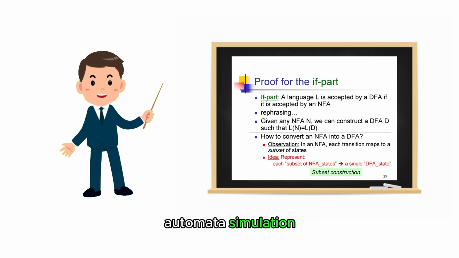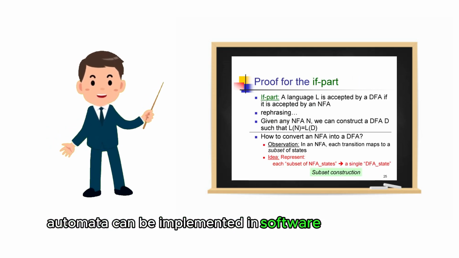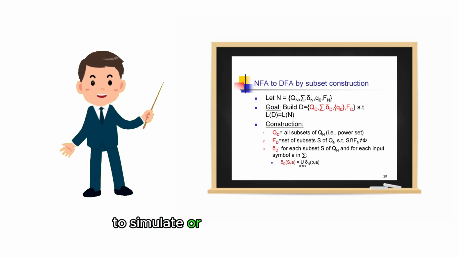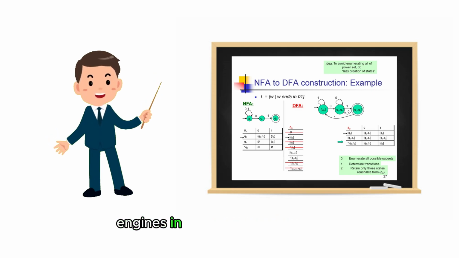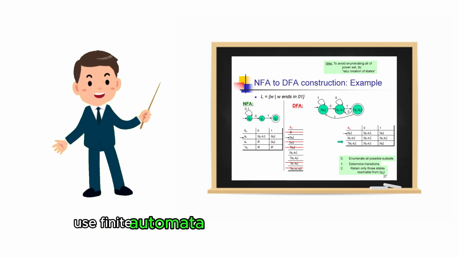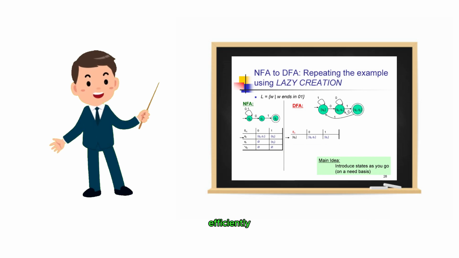Automata simulation. Automata can be implemented in software and hardware to simulate or perform specific tasks. For instance, regular expression engines in programming languages use finite automata to search for patterns in text efficiently.